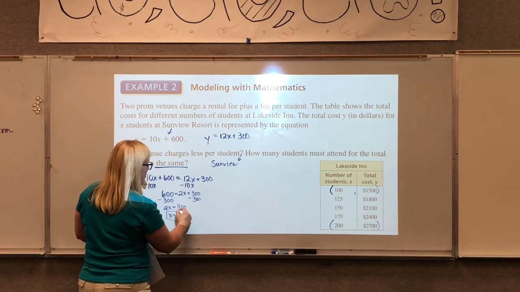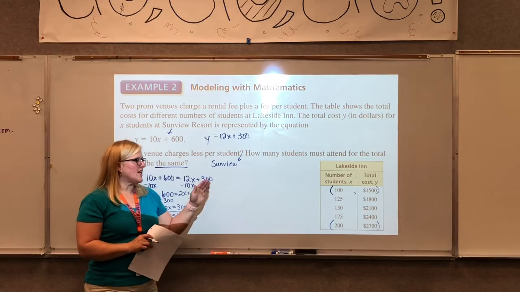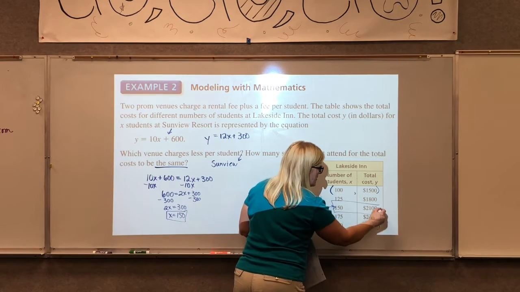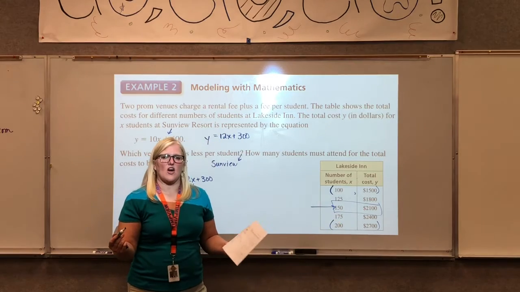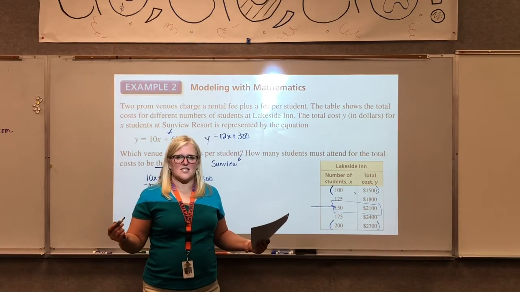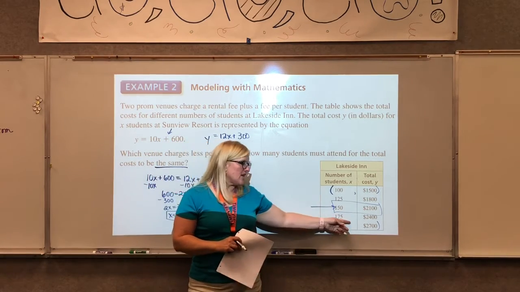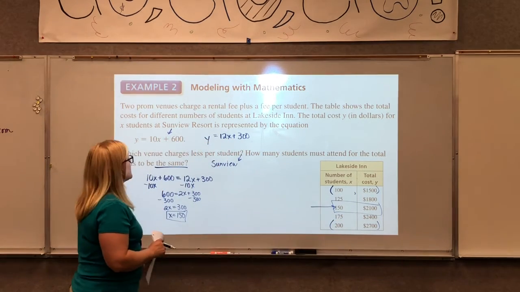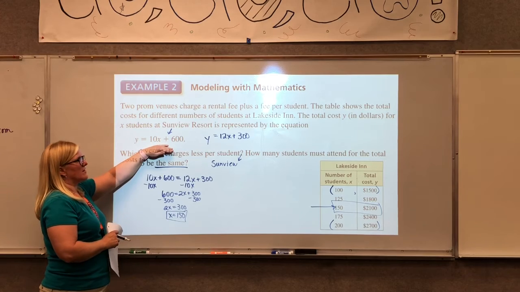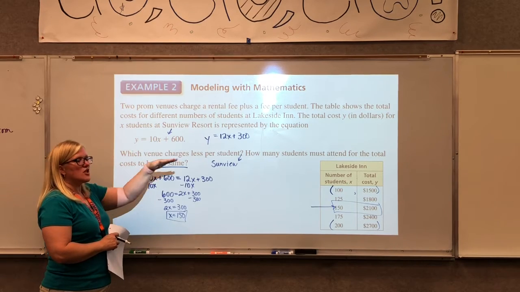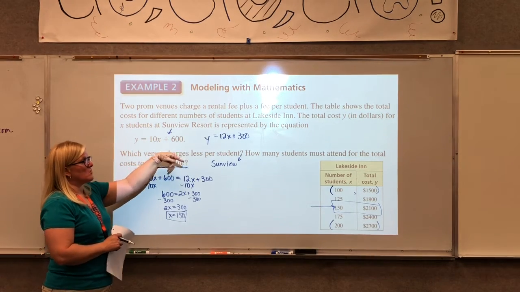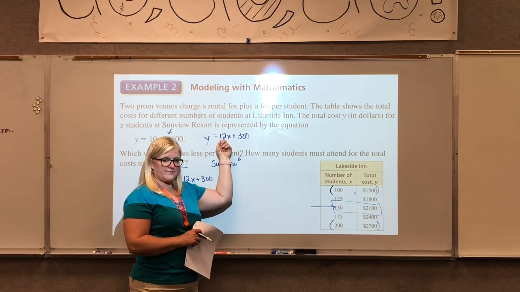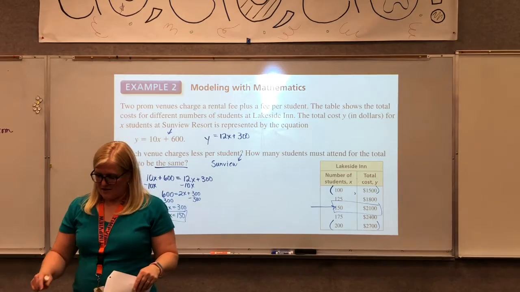Okay, so if 150 kids go to prom, it doesn't matter which place they go. It's going to cost exactly the same. If it's more than 150 kids, then they're probably going to want to choose this one because the slope is not quite as steep as this one. But if it's under 150 kids, this one is more worth it.